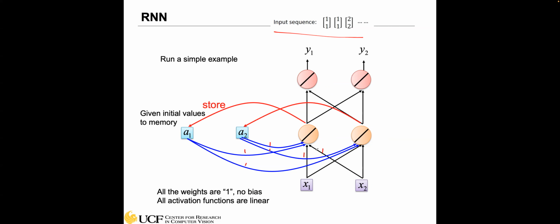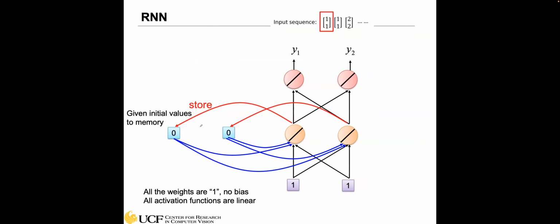The activation function is going to be linear, so y equals x. The output of the activation function is the same as the input. In the beginning, we initialize the memory values. Just like you randomly initialize any neural network, we give some initial value. Here we give them 0.